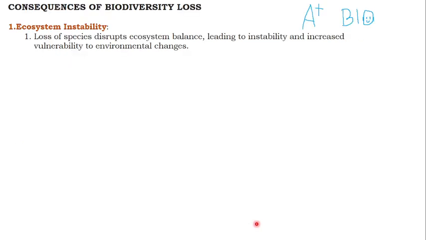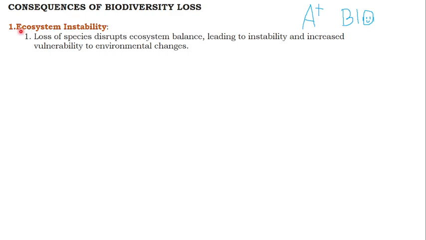So let us look at the consequences of biodiversity loss. A grade biology students, how are you? I hope you are still interested. Now, the effects of biodiversity loss: once you have biodiversity loss, as you have seen previously, what are the effects?